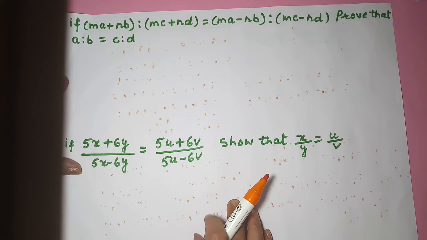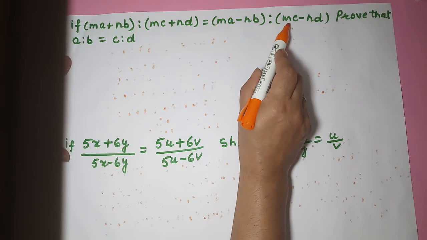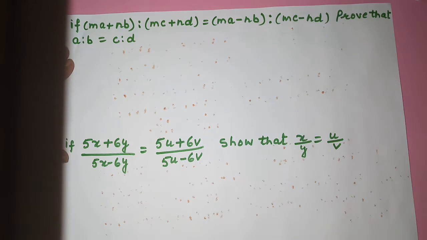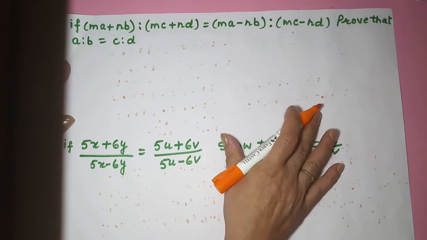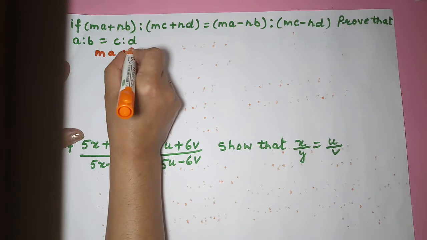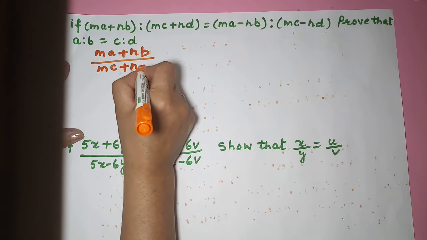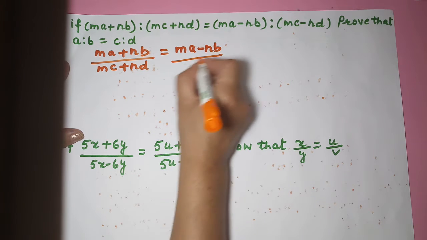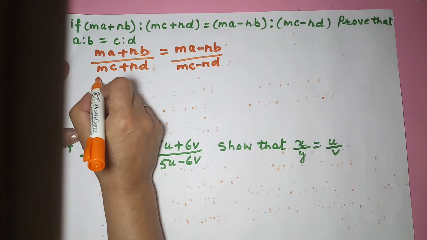One more question. We are given the ratio, the proportion like this. This is a proportion. When two ratios are equal, they are called proportion. This is called proportion. Okay. We have to prove that a by b is equal to c by d. So what will we do? Let me write this. ma plus nb upon mc plus nd is equal to ma minus nb upon mc minus nd. So I will apply componendo and dividendo.